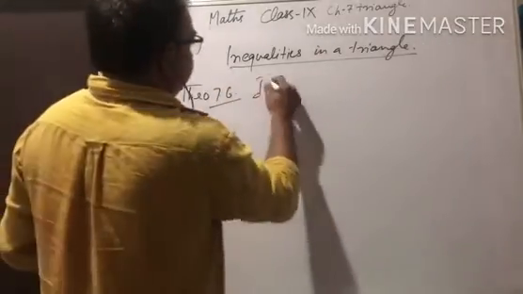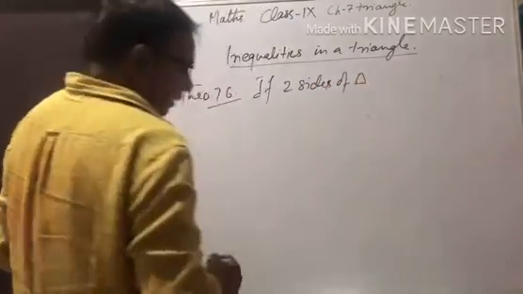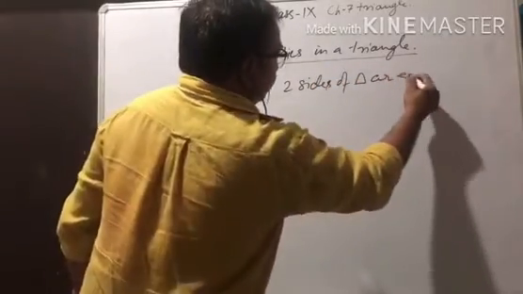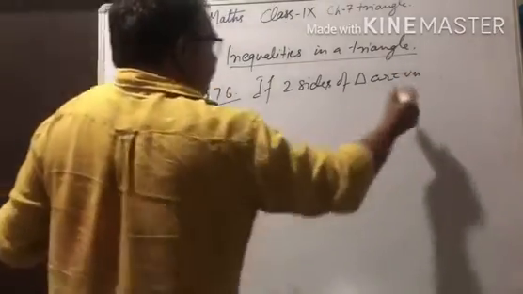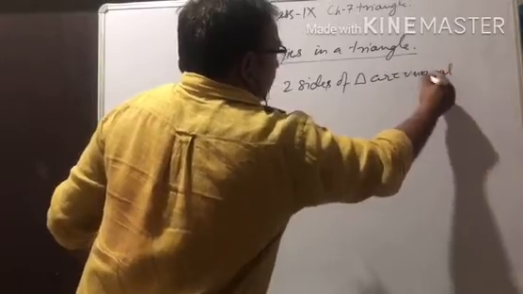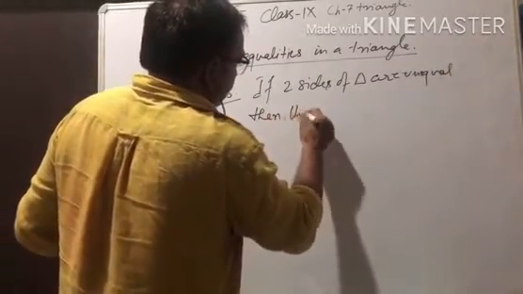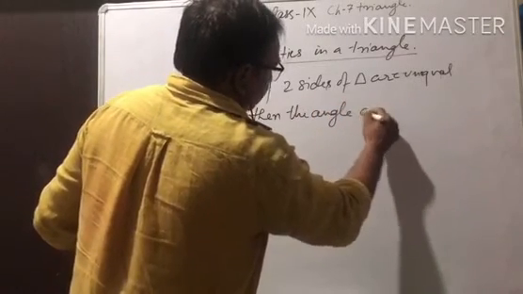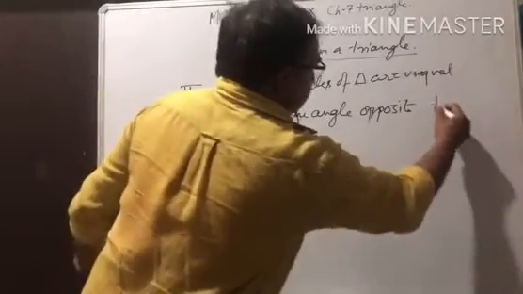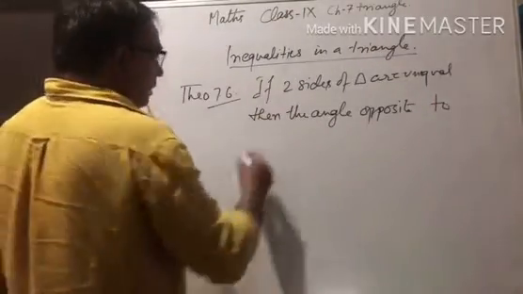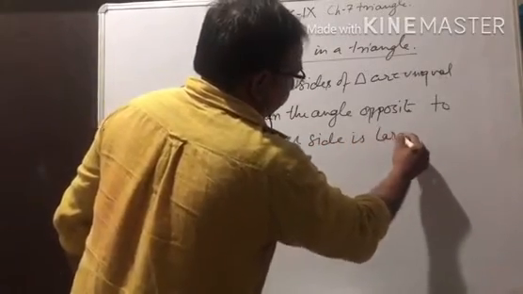If two sides of a triangle are unequal, then the angle opposite to the larger side, or longer side, is larger.